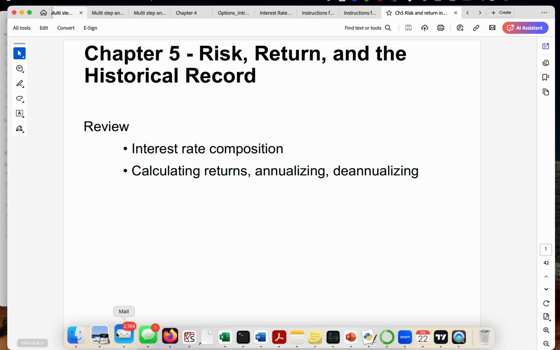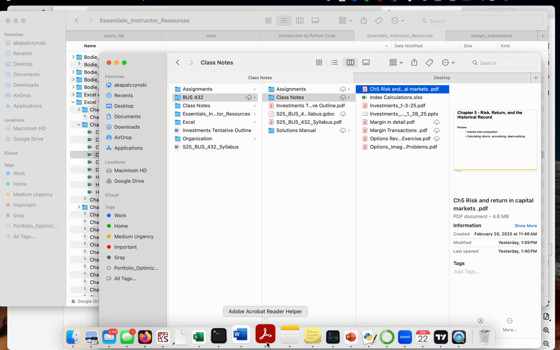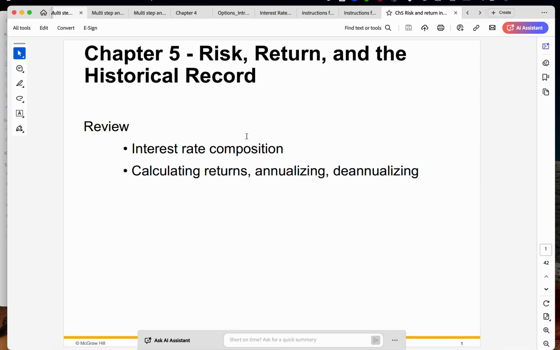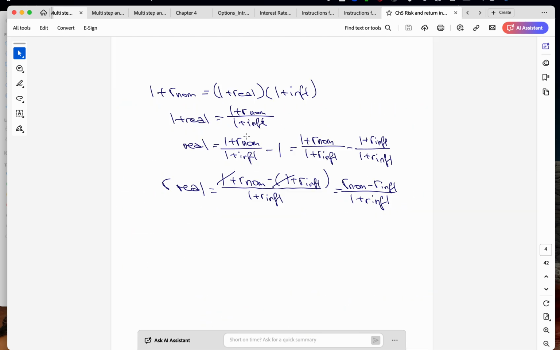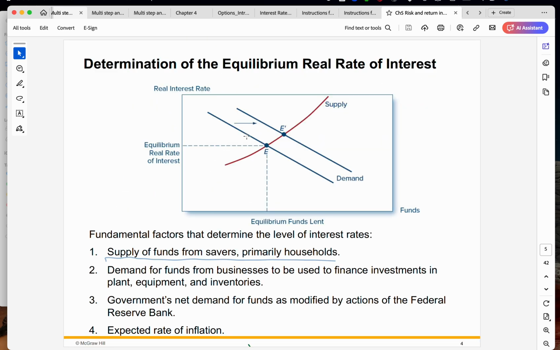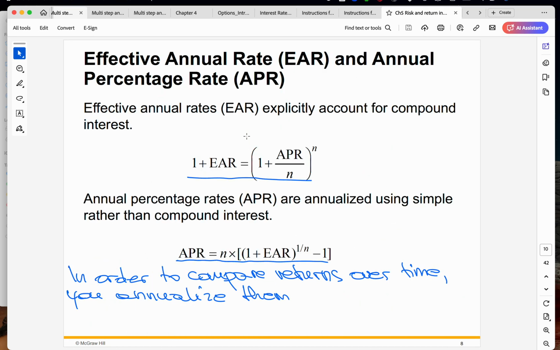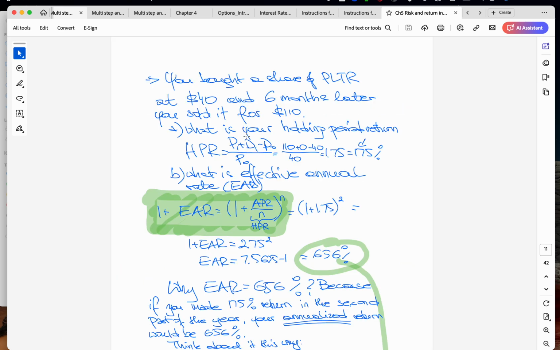I wanted to bring attention to your chapter notes in your Google Drive folder, Business 432. Chapter 5 has Risk and Return in Capital Markets. We had talked about interest rates, what determines interest rates, what they are composed of, and we looked at compounding. Please review the notes on compounding. They are updated on Google Drive.